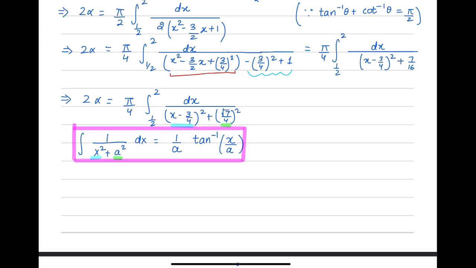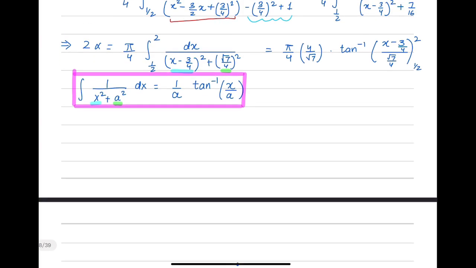So we can actually solve this integral as pi over 4, then 1 over a. So 1 over a will be 4 over root 7. Then tan inverse of, instead of x, I have x minus 3 by 4, divided by a. So a is nothing but root 7 upon 4. And then you have to put the lower and upper limit from half to 2. All right, so let's simplify this. So now we have 2 alpha equals, so this 4 will cancel out here. So it will be pi over root 7 tan inverse of (4x minus 3) divided by root 7, and the limits are from half to 2. So let's put 2 first, and then we'll put half.